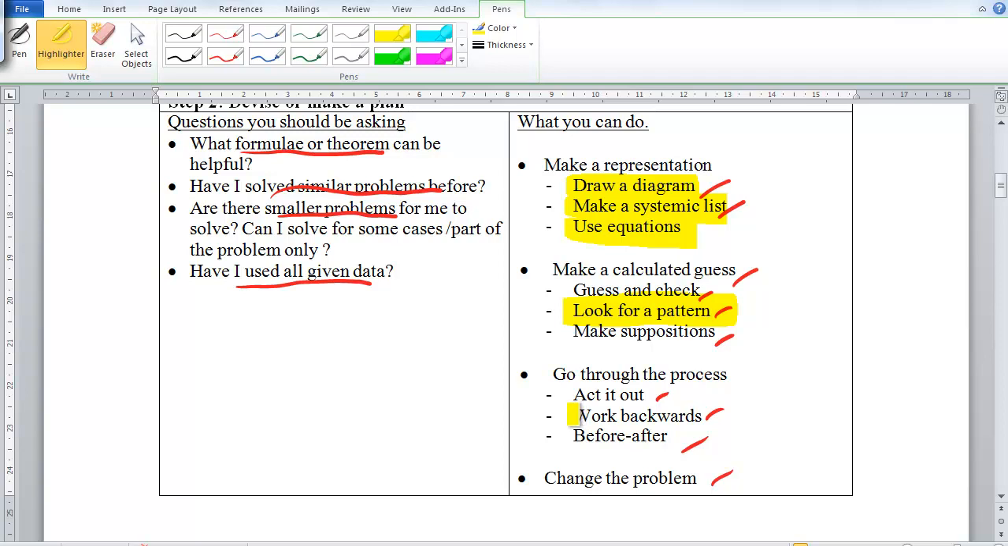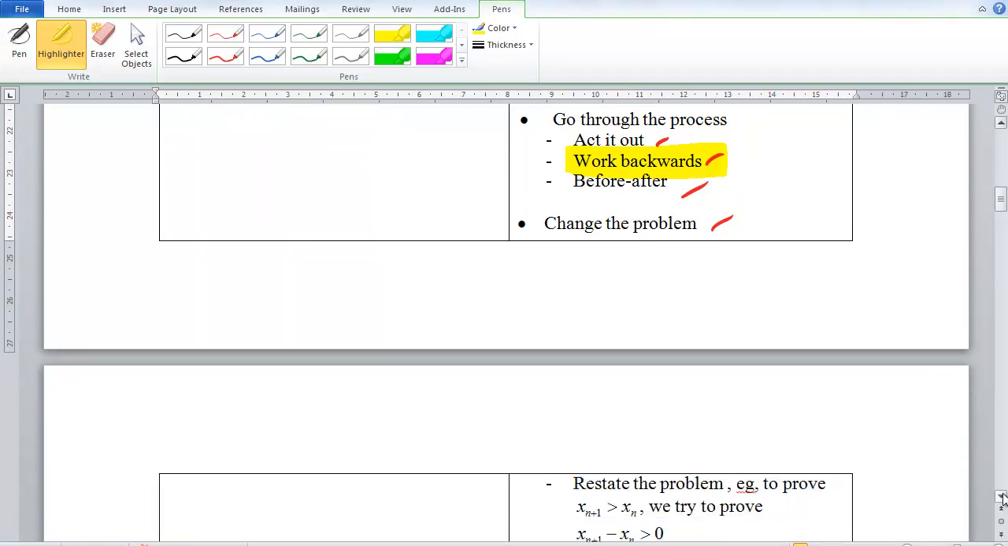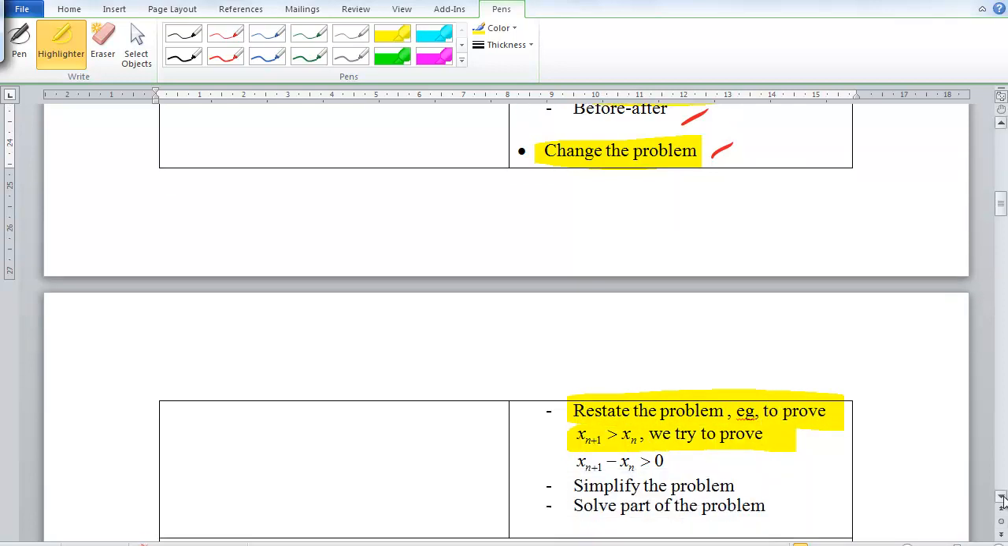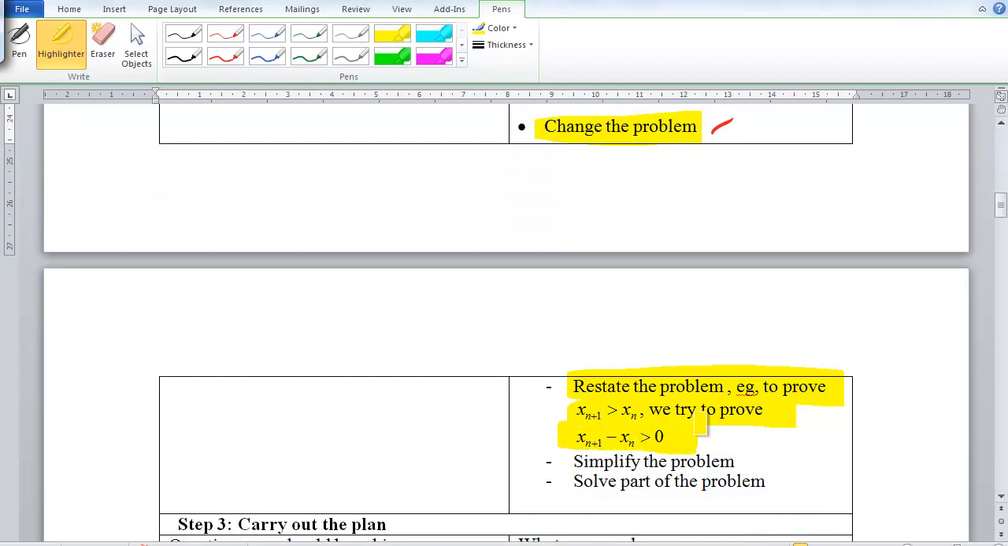Work backwards when we need to prove problems, when we are trying to prove a statement. Change the problem, probably restate the problem. And this type of question that I'm highlighting is in the next topic, sequences. When we need to prove the n+1 term being bigger than the nth term over here, what we can do is rephrase it. We make the right hand side 0 and we prove the second inequality instead.